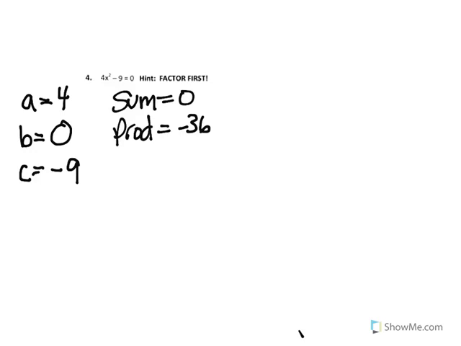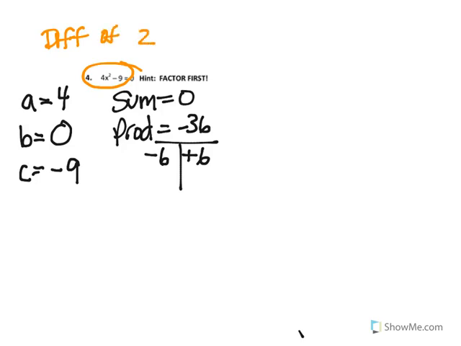Now, we need to find our two factors, which are going to be negative 6 and positive 6. Those add up to 0 and multiply to negative 36. But before I go ahead and work out all the factoring, maybe some of you recognized 4x squared minus 9 as a difference of two squares. And how do I know it's a difference of two squares? Because 4x squared is a perfect square, 9 is a perfect square, and there's a minus sign in between.